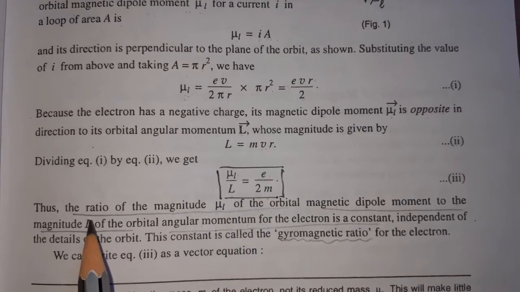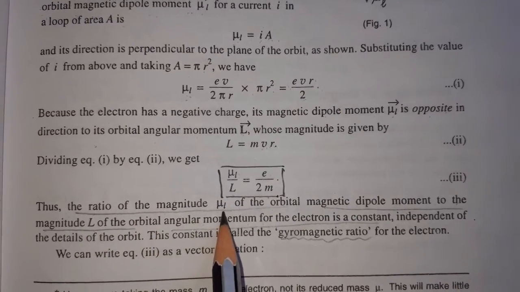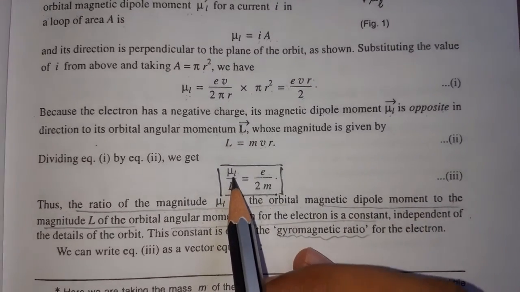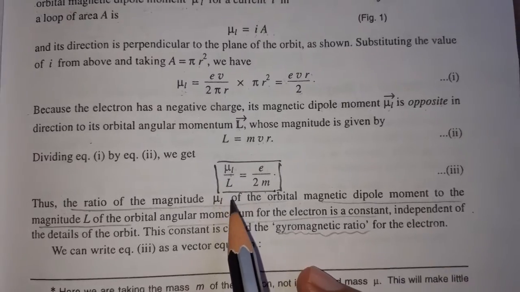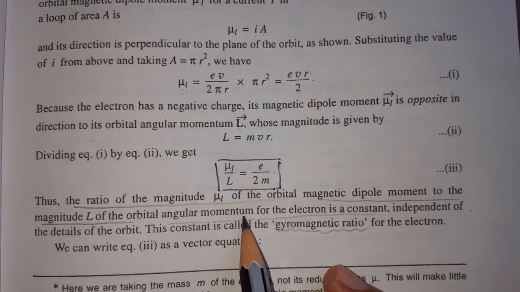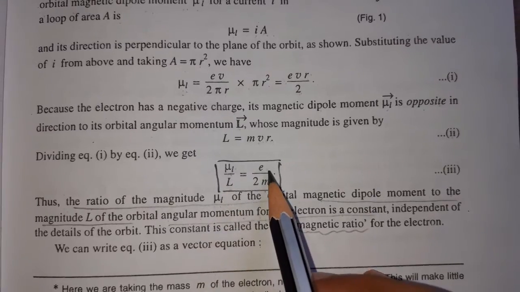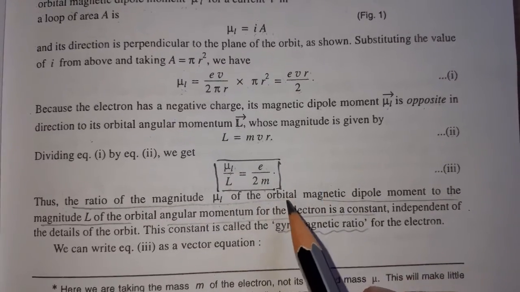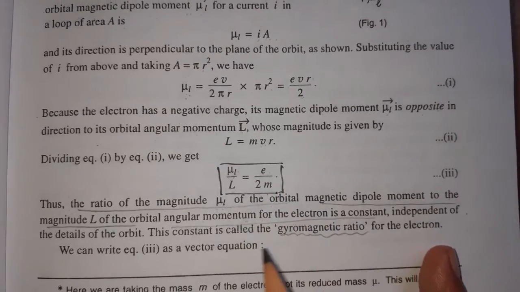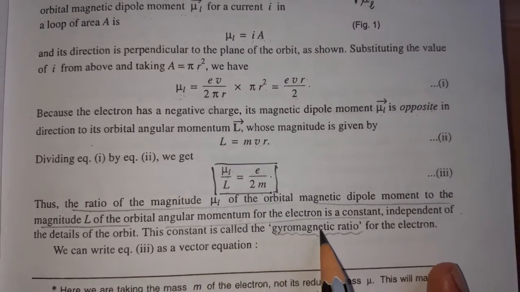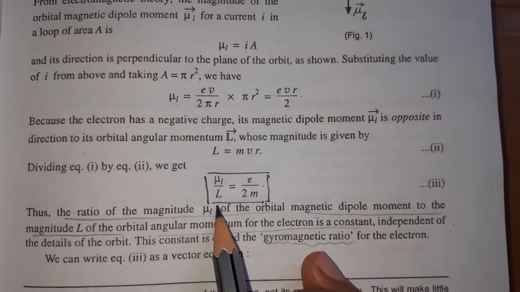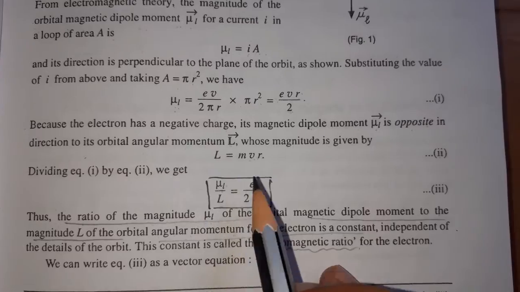Clearly, again the ratio of the magnitude of the orbital magnetic dipole moment mu L, divided by the magnitude L of the orbital angular momentum, is given by e by 2m, and for an electron this is a constant. So this is independent of the details of the orbits, and this constant is called the gyromagnetic ratio of the electron. So mu L upon L is called the gyromagnetic ratio.